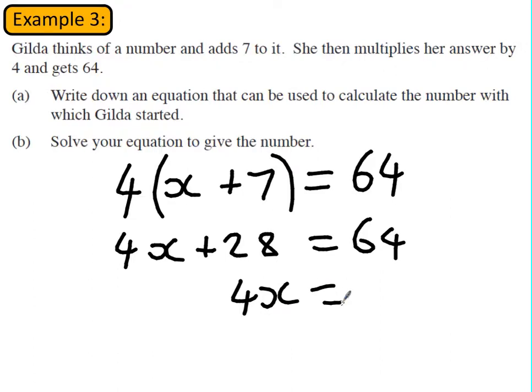And if we take away 28 from 64, we're going to have 36. Now we're going to divide both sides by 4, so x is equal to 9. That's all the information you need to be able to answer the next exercise. Good luck!